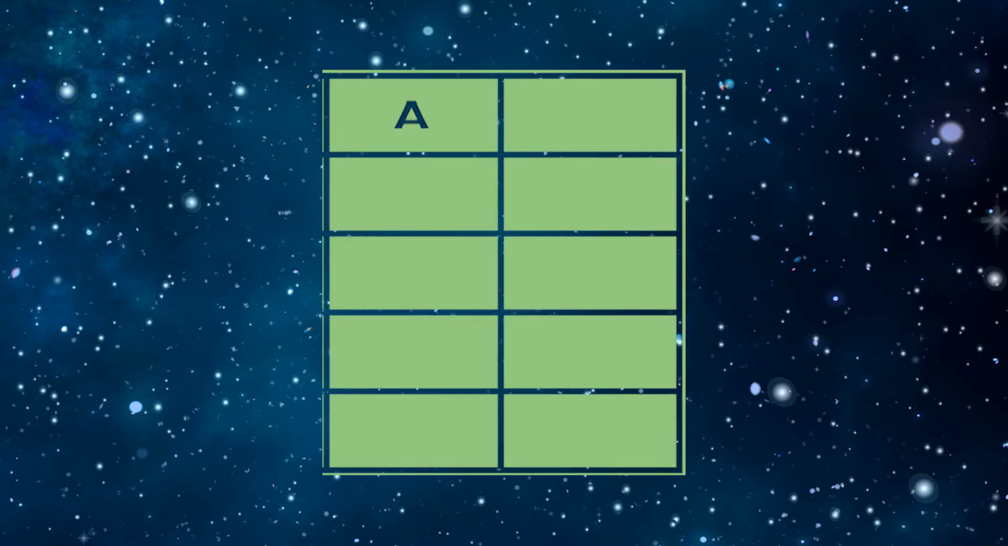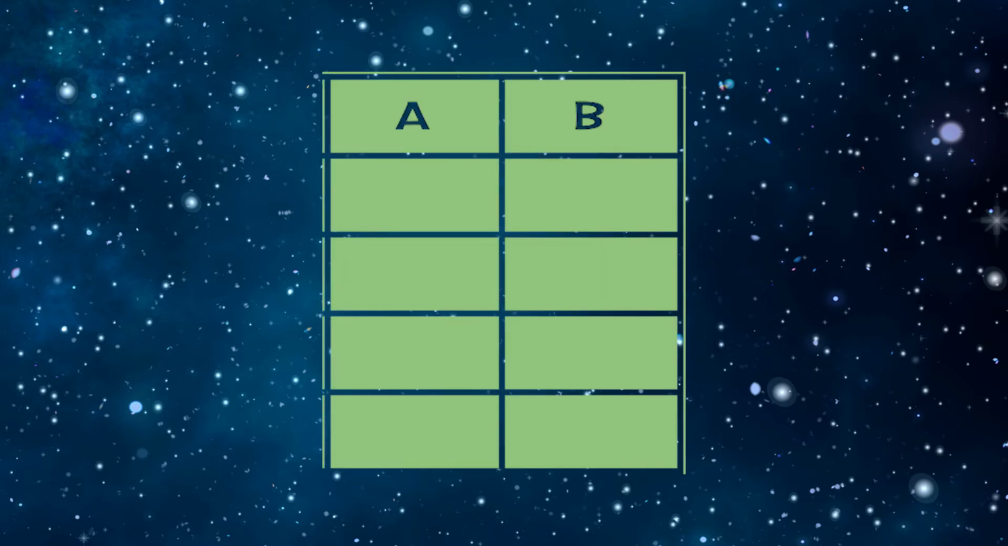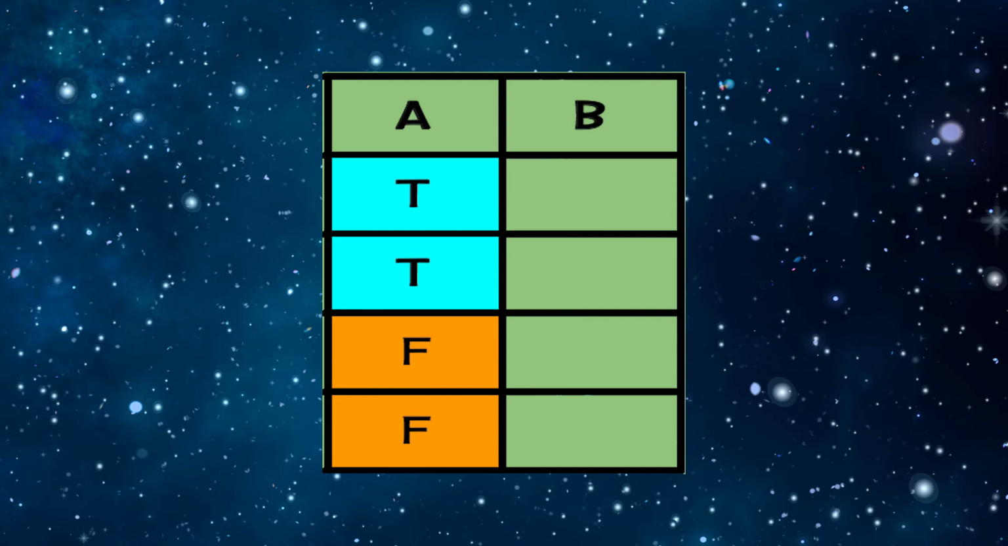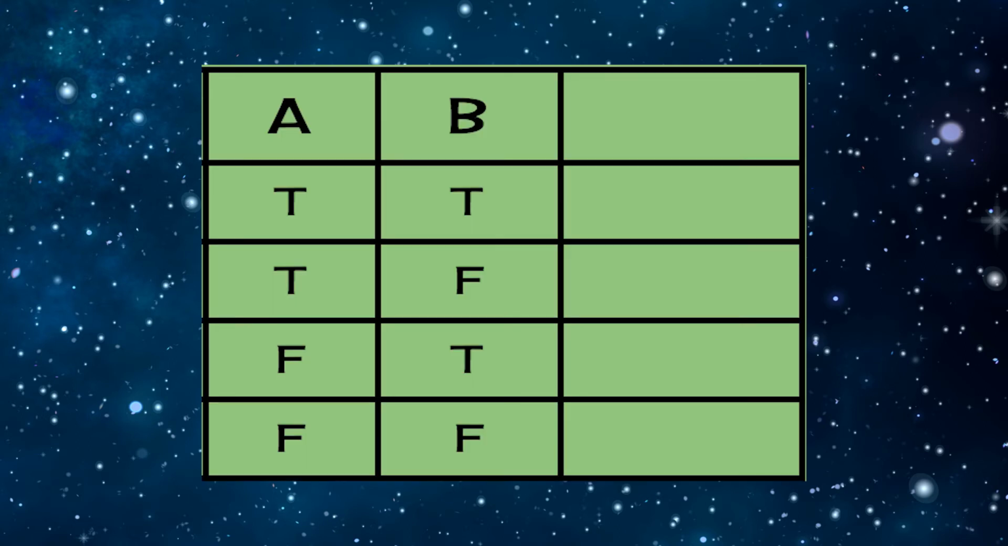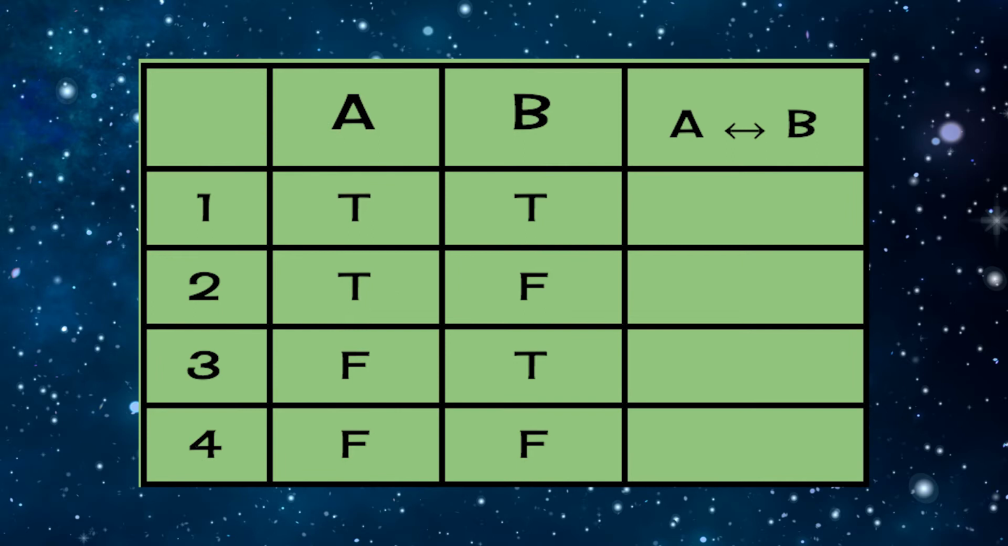Our first column is going to be A and our second column is going to be B. We're going to split column A in half with the first 2 being true and the second 2 being false. We're going to split column B into fourths. It's going to look like true, false, true, false. And then we're going to write our last column, A only when B.